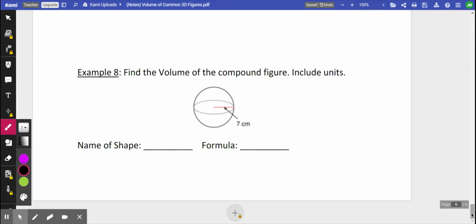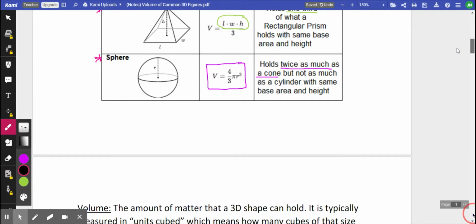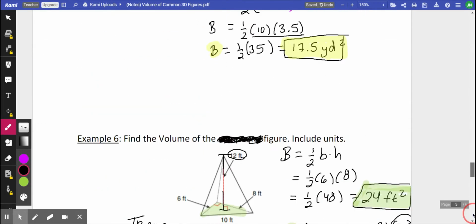The last one is pretty much going based off the formula, because there's no way for us to do it any other way. It's a sphere, a 3-dimensional circle all the way around, or better yet, a ball. The name of this shape is a sphere, which in math is what we call a ball. The volume of a sphere is 4/3 pi r cubed. If you go back, you can verify that formula, since I give you the formulas in the beginning. Like we said, it holds twice as much as a cone, not as much as a cylinder. So it's kind of its own thing.